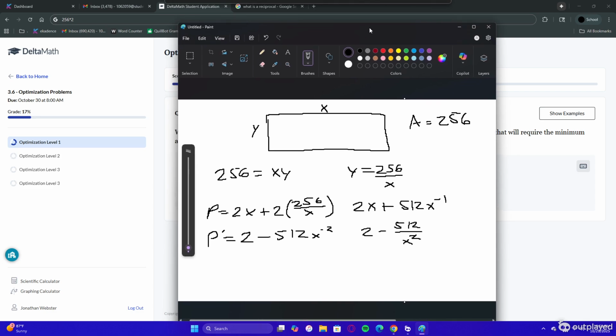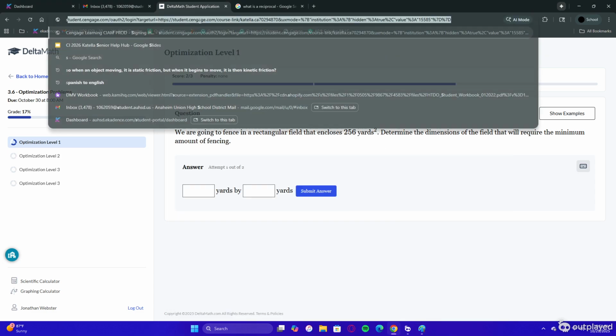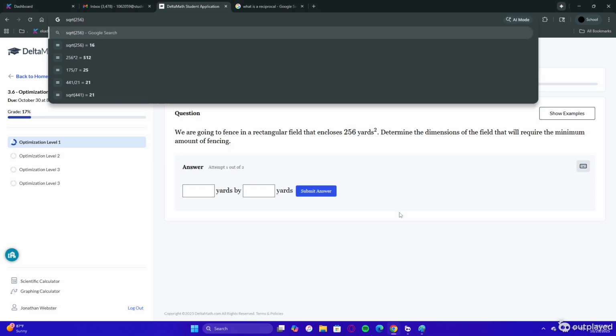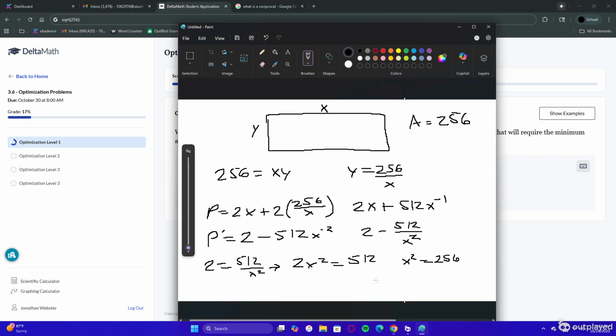So solving that for 0 to find your critical points, you'd get 2 equals 512 over x squared, and then 2x squared is equal to 512, or x squared is equal to 256. So the square root of 256 is 16. So x equals plus or minus 16, but we can ignore our negative value here, so we would just end up with 16 as our critical point.